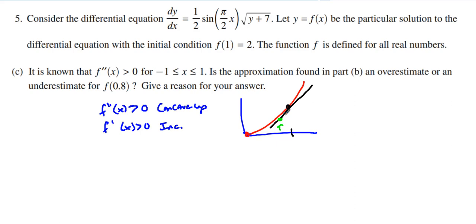And you can see the true value at 0.8 and this approximation at 0.8. This approximation is an underestimate. It's an underestimate because of these two things. Give a reason. You can see our reasoning utilizes our concavity and our increasing, and this helps us to find out the underestimate.